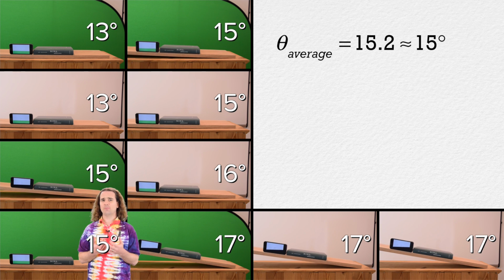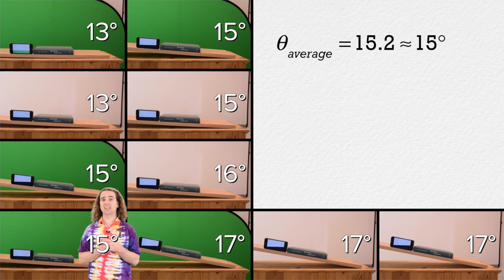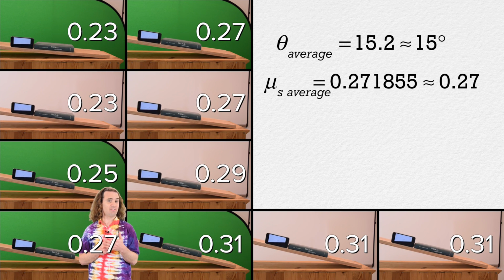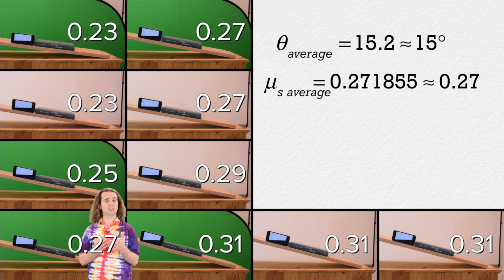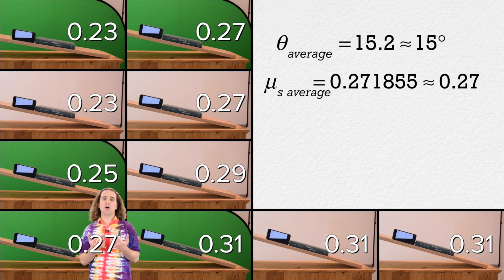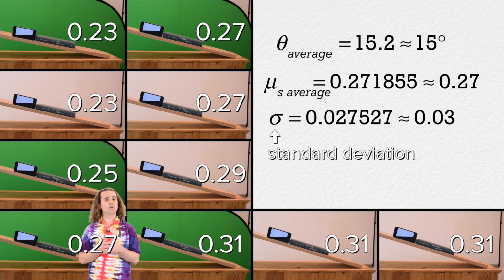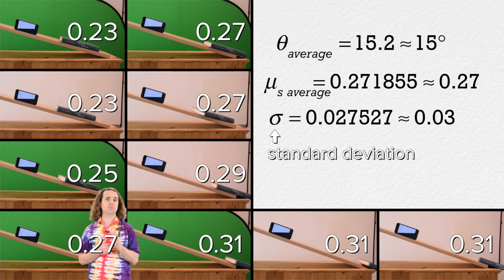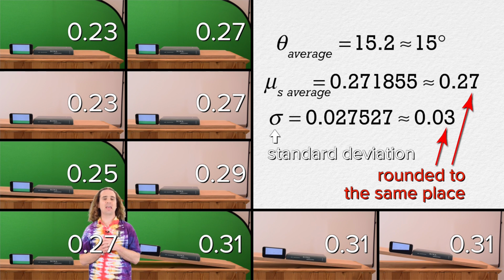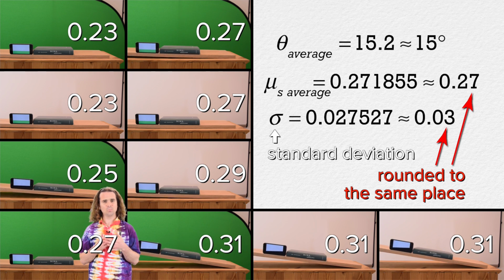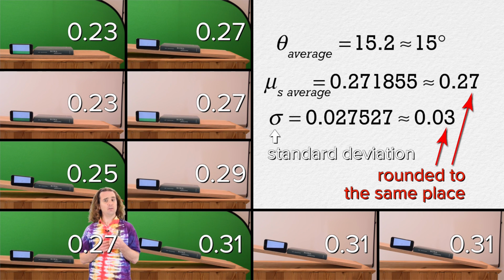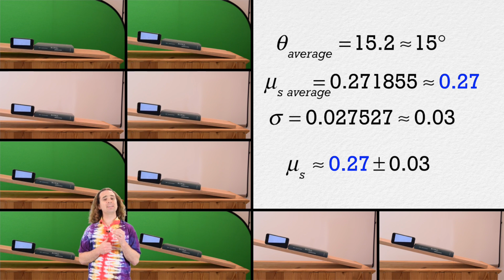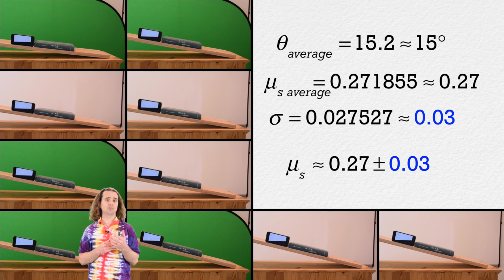A more accurate representation of the coefficient of static friction can be found by using the average value, which is 0.271855, or 0.27 with two significant digits, and also the standard deviation, which is 0.027527, or 0.03, rounded to the same place as the average value. Therefore, the coefficient of static friction is the average, 0.27, plus or minus the standard deviation, 0.03.